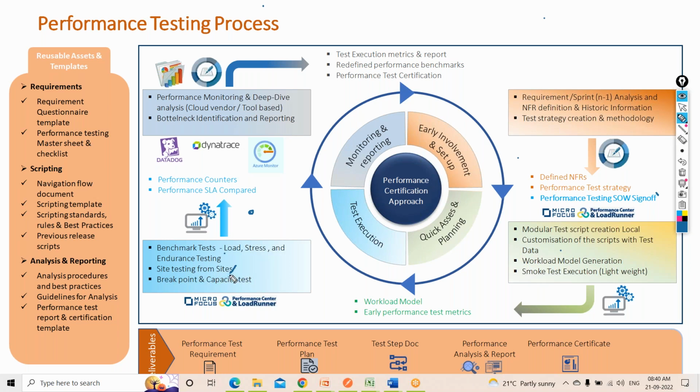So in order to do that, I need to have site testing, you can say. Then breakpoint and capacity testing. So this is basically, if I put it in a nutshell, whatever kind of testing has been decided to do on your application, we are telling, okay boss, in order to do that I'm using the tool LoadRunner. If you are using NeoLoad, if you're using JMeter, you can define that.